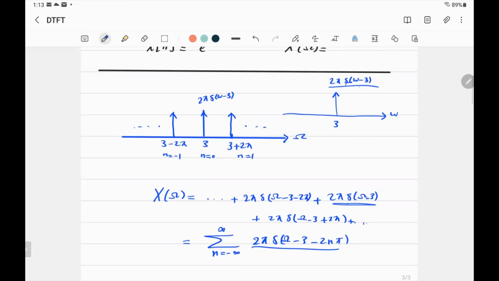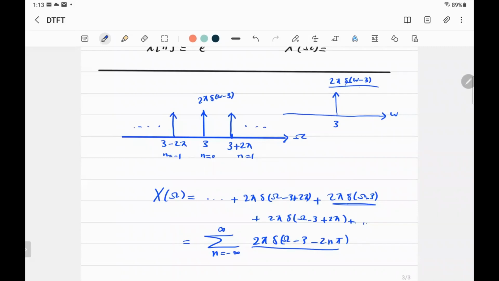Yes? Why is it minus 2n pi instead of plus 2n pi? Because when you have n negative 1, if you put n negative 1 here, what you'll get? You get plus 2 pi, right? The one to the left, when shifted, is plus. So when you put here n equal -1, you will get omega minus 3 plus 2n pi.